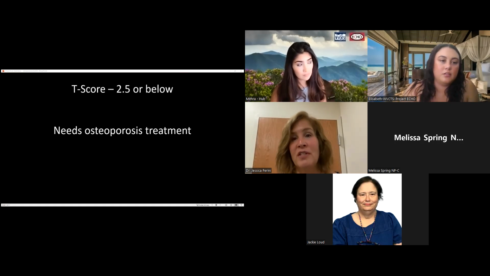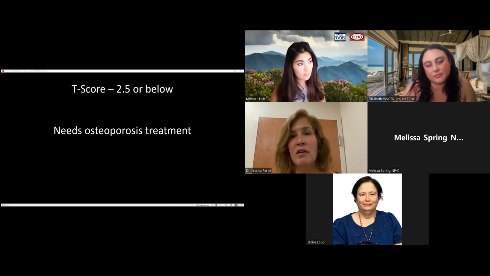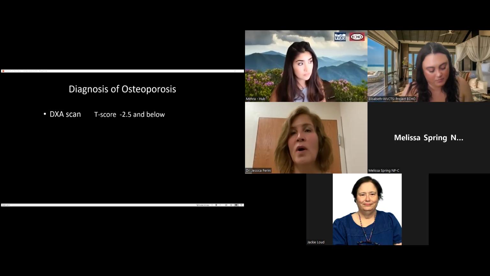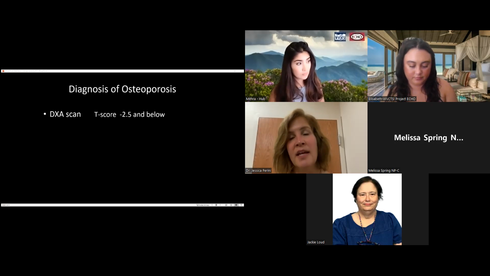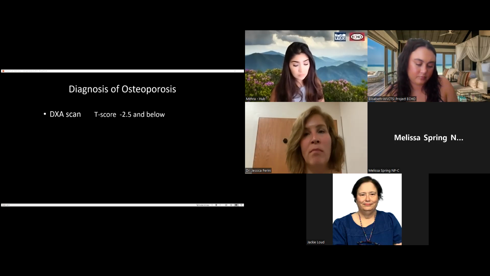And that person should get osteoporosis treatment. As far as treatments, we'll talk about that later on in the talk. Next slide. Okay, so one way to diagnose osteoporosis is this DEXA scan with T-scores that are minus 2.5 and below. Next slide.